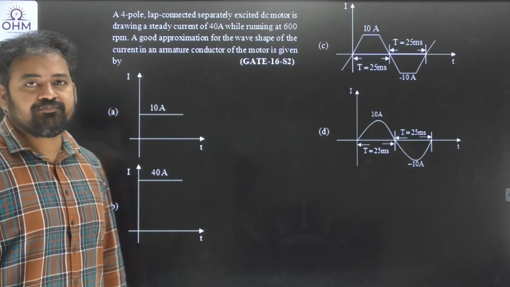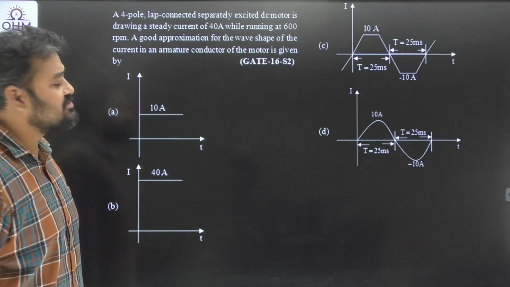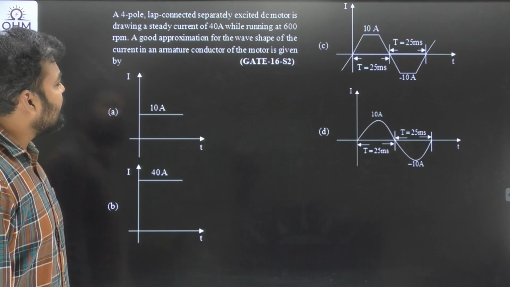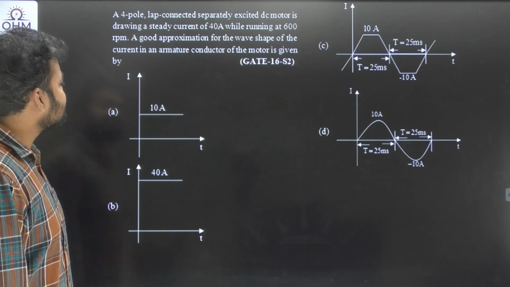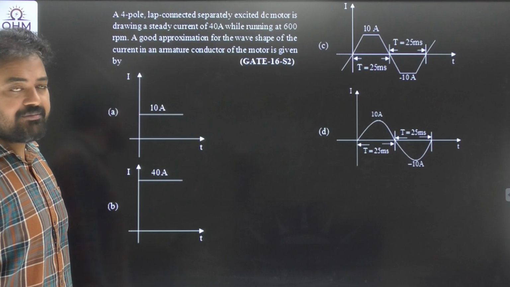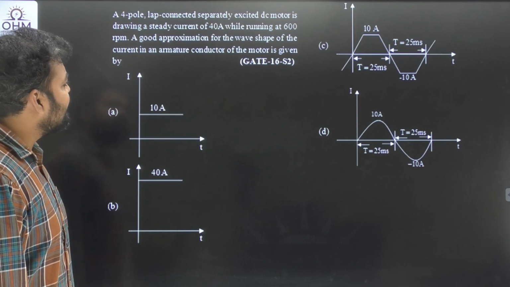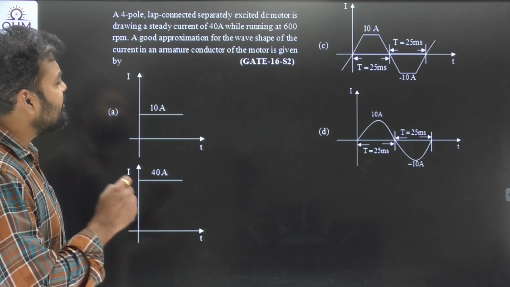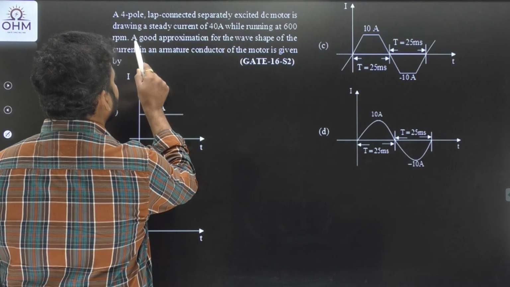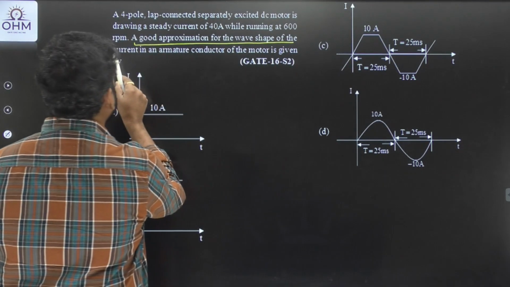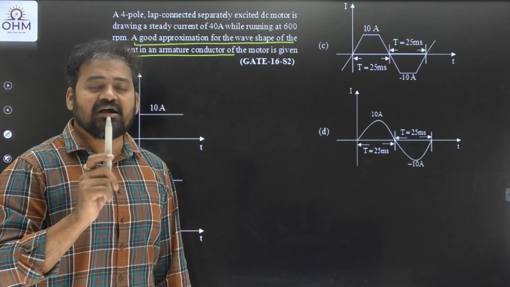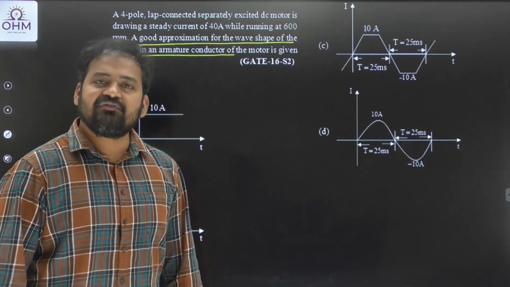All right. So let's move to the next question. This is a 1 mark question from the GATE 2016 question paper. Read the problem. A 4-pole lap connected separately excited DC motor is drawing a steady current of 40 ampere while running at 600 RPM. A good approximation for the wave shape of the current in an armature conductor of the motor is given by. What is the answer we need? A good approximation for the wave shape of the current in an armature conductor. That means we are asked to find the current passing through each conductor of the armature.